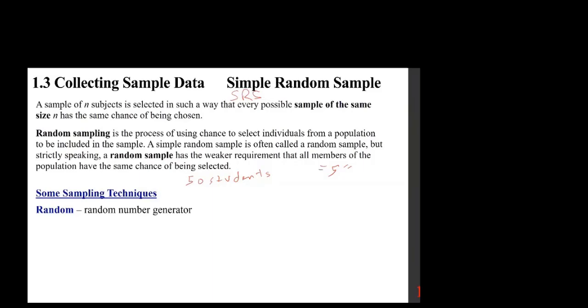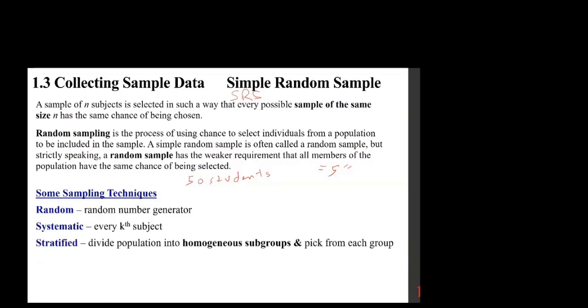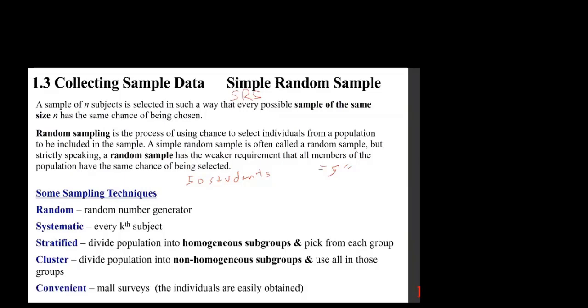Random, you can use a random number generator. Systematic, this is a very simple way of defining it: every kth subject, we will look at it in more detail. Stratified, you divide the population into homogeneous groups and then pick a few from each group. Whereas cluster means divide the population into non-homogeneous groups and use all in those groups. Convenient sampling, okay, you are sampling. One convenient sampling for me would be to ask my own students what they think of a specific question. Another is a mall survey.